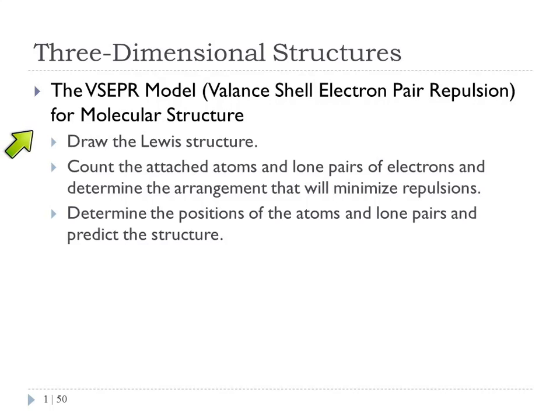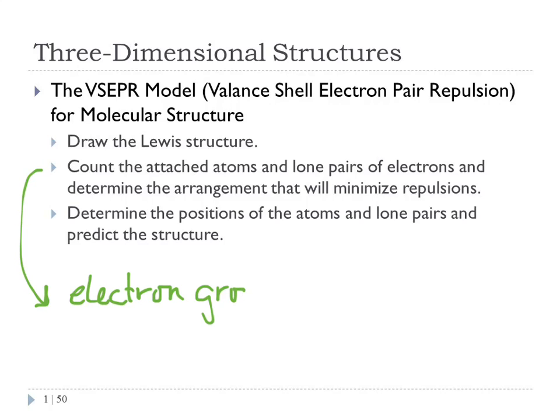What you need to do is start with the Lewis structure. Then what determines the shape is the number of electron groups. Some people talk about attached atoms and lone pairs. There are different ways to think about it. I think about it as electron groups. So we're looking for electron groups, and what is an electron group? I'll define that for you.